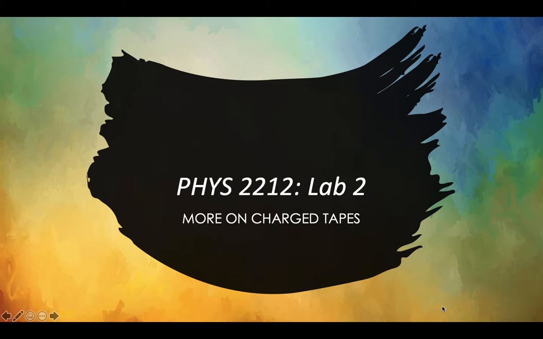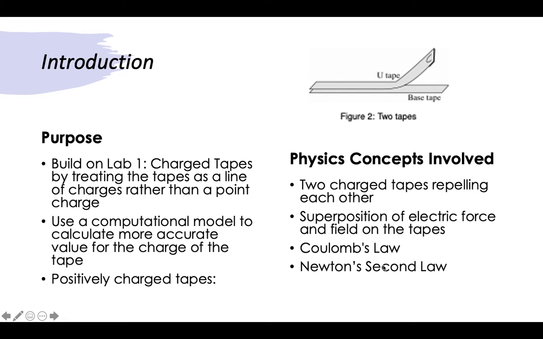Today we will be talking about the second lab, which is a little bit more into charged tapes. The purpose of this lab is to build on the ideas that we formed in Lab 1, but instead of treating the charged tapes like a point charge, we will now be treating the charged tapes like a line of charges. To do so, we will use an advanced computational model to calculate a more accurate value for the charge of the tape by treating it like lines of charge.